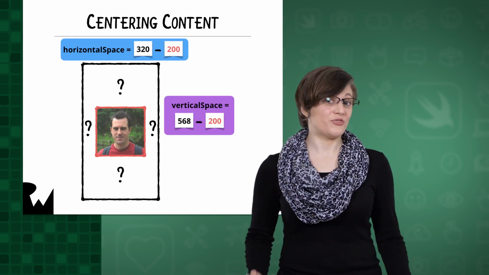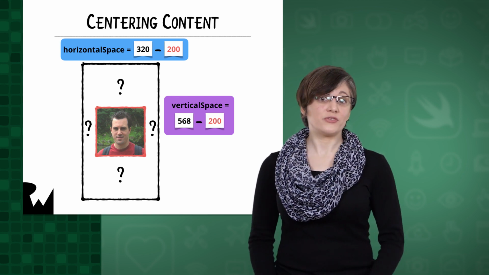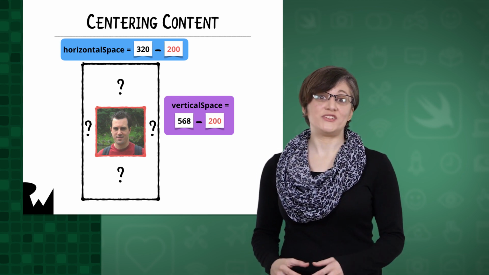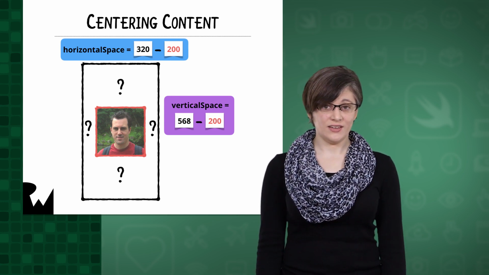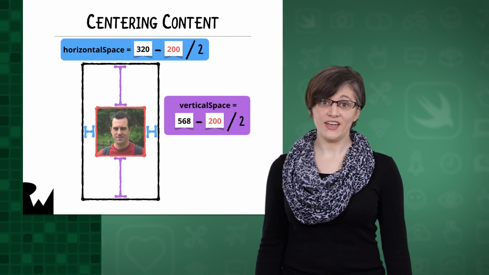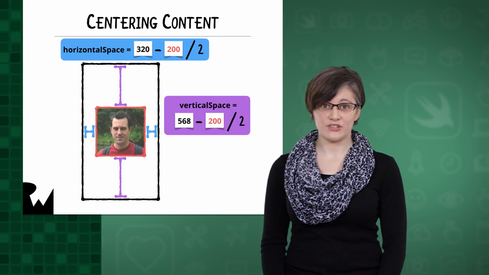We already have all the information we need. We know the size of the scroll view, and we know the scaled size of the image. We just need to find the difference between the scroll view size and the image's size in both axes. Once we have the difference in width and height, we'll chop both numbers in half to find out how much space should be on each side of the image.